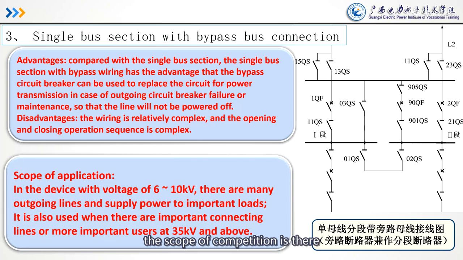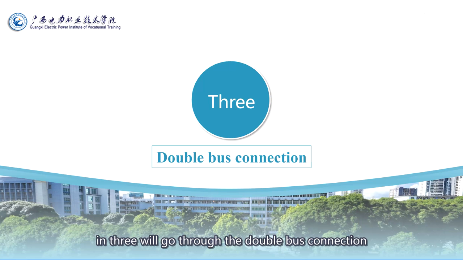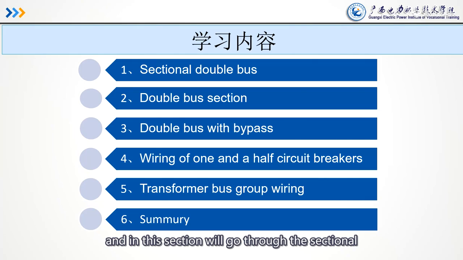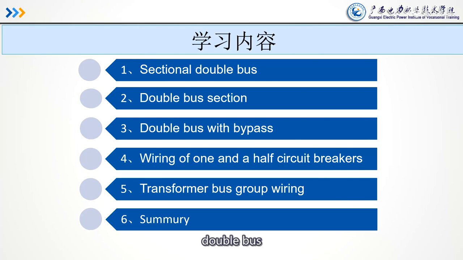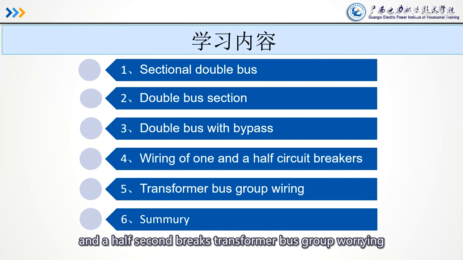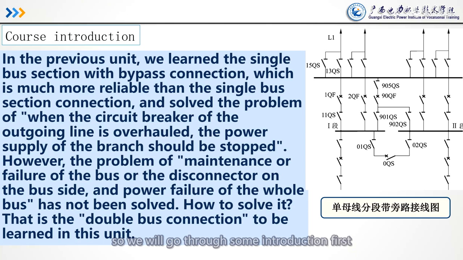And the scope of application is in devices with voltage of 6 to 10 kilovolts. And next we will go through the double bus connection. In this section, we'll go through the sectional double bus, double bus with bypass, wiring of 1.5 circuit breakers, and transformer bus group wiring. So we will go through some introduction first.